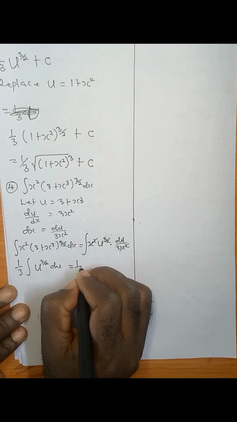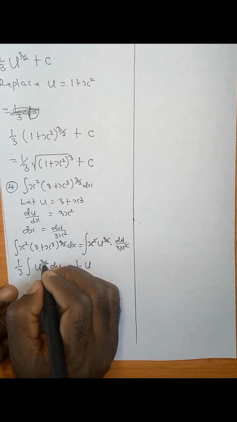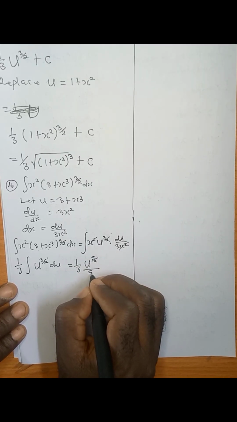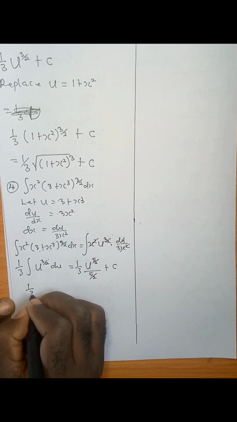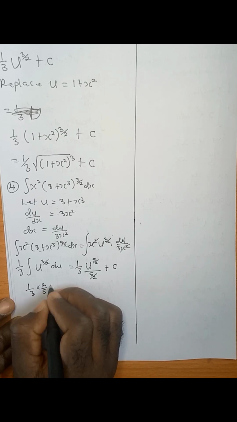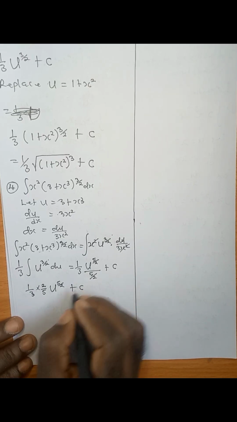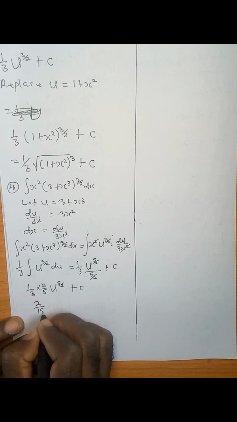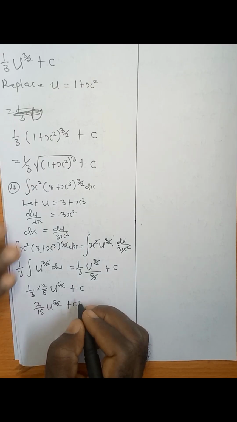Then we have 1 over 3. When we integrate, this will be u raised to power, we add 1 to the power, 3 over 2 plus 1 will give us 5 over 2. Then divide by the new power, which is 5 over 2. Then plus the constant of integration. We have 1 over 3 times 2 over 5 u raised to power 5 over 2 plus the constant of integration. Then 1 times 2, which is 2, 3 times 5, which is 15, u raised to power 5 over 2 plus the constant of integration.